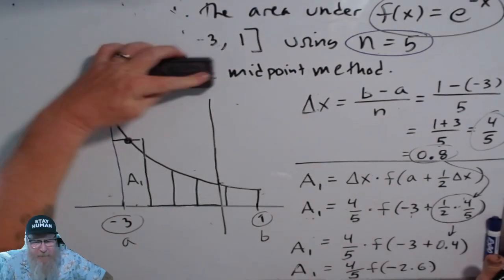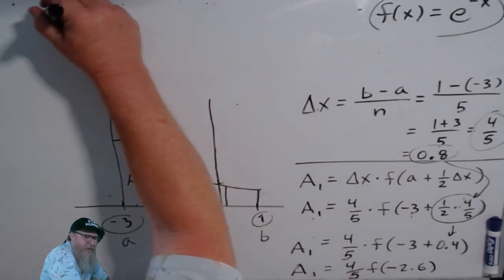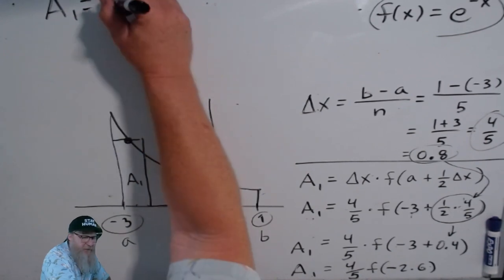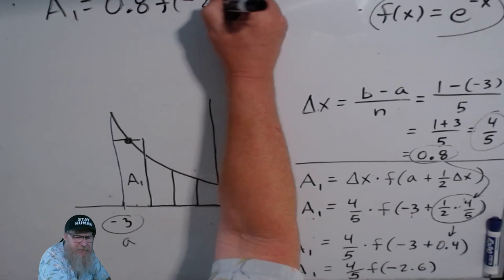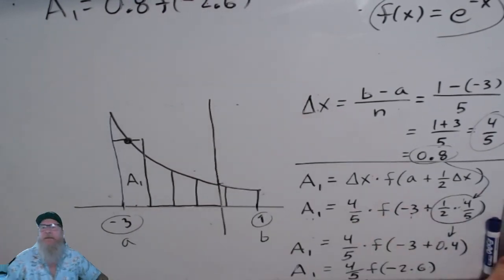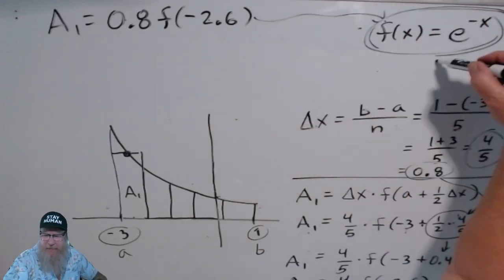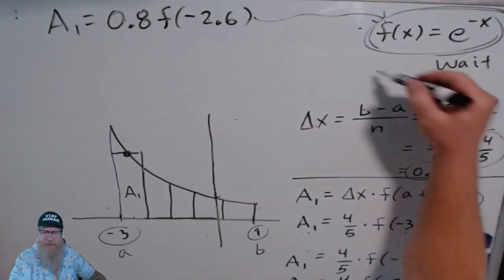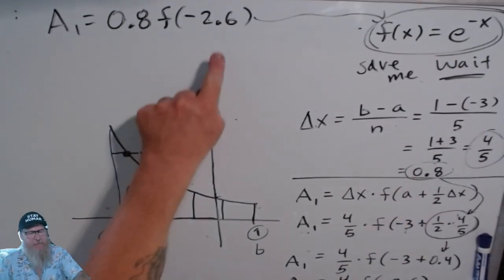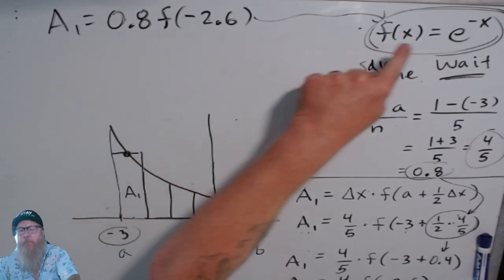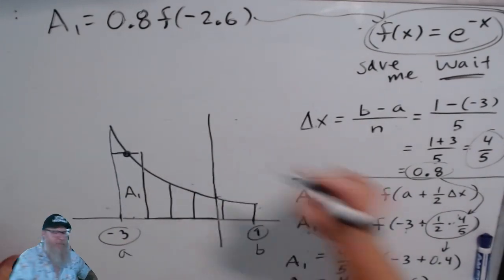I better start documenting all of this. I don't want to get rid of that. So A1 is 4/5, which is 0.8, times f of negative 2.6. I will use this function in a minute, so I'm going to go ahead and wait. Let's save that. We'll come back to that. If you want to do it now, you could just take negative 2.6, plug it in here for x, and that would finish off A1. I'm going to just stack them up like I did last time.